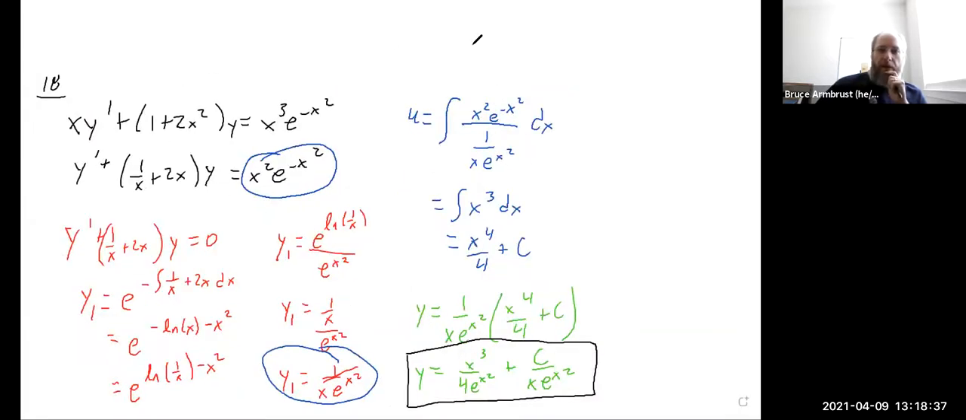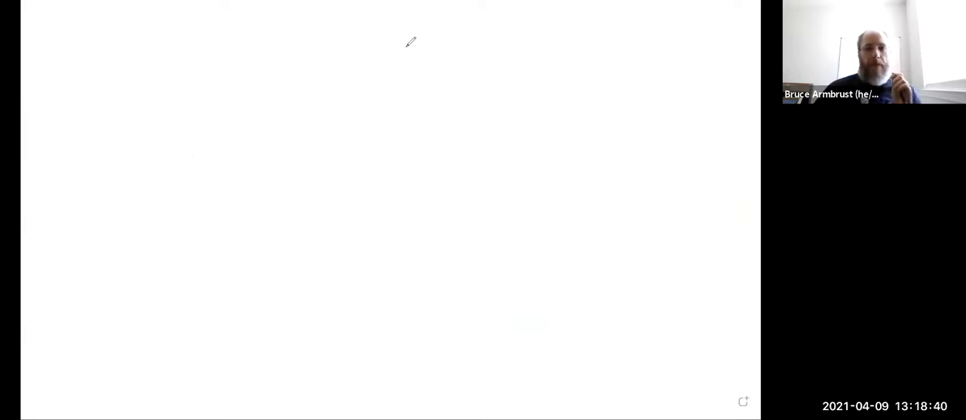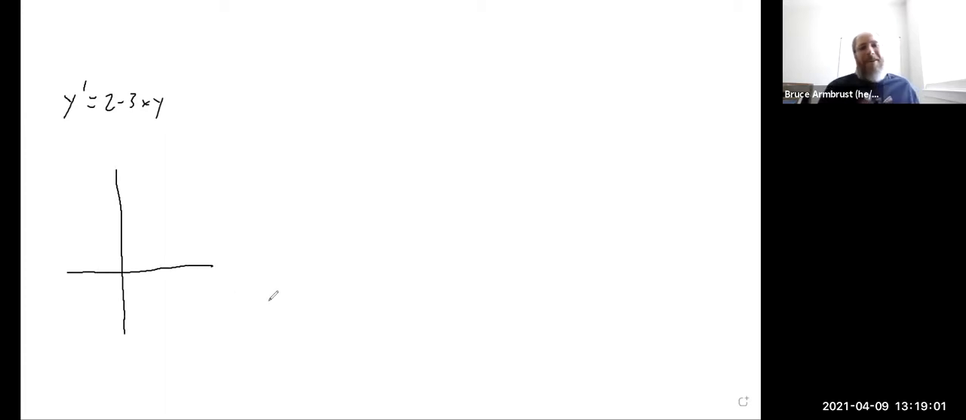All right, so let me clear all this. So let's start by constructing it. So it's y prime equals 2 minus 3xy. So what I'm going to do, well, that's not straight at all. Try that again. That's marginally better. Okay, so here's our axes. And now let's just choose some points and figure out what the slopes are and draw little line segments with those slopes.